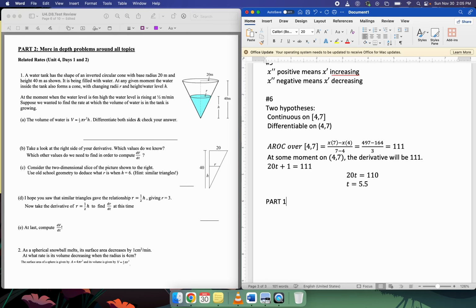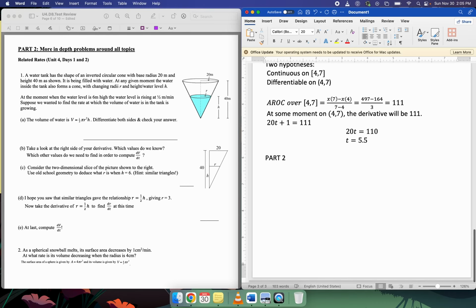So part 2, number 1. A water tank has the shape of an inverted circular cone with a base of 20 meters and a height of 40 meters. It's being filled with water.